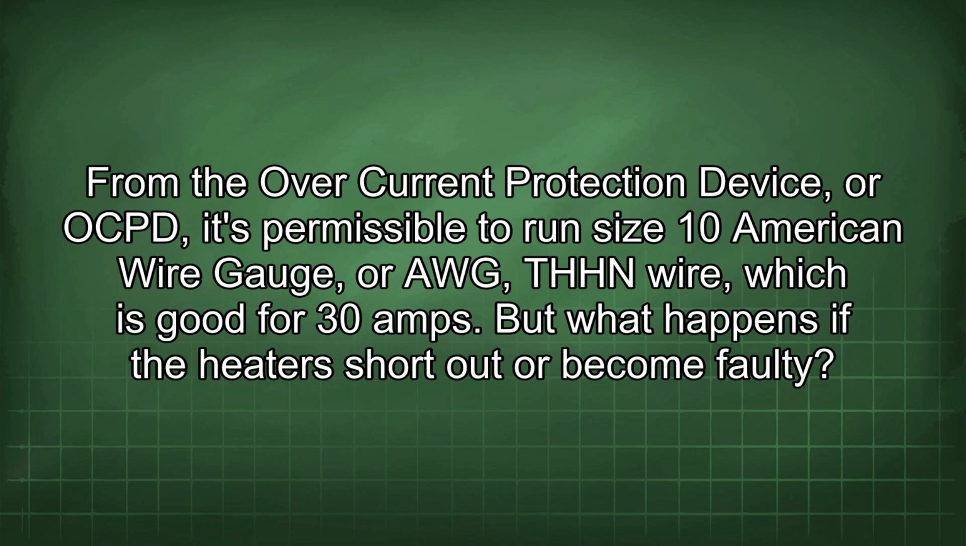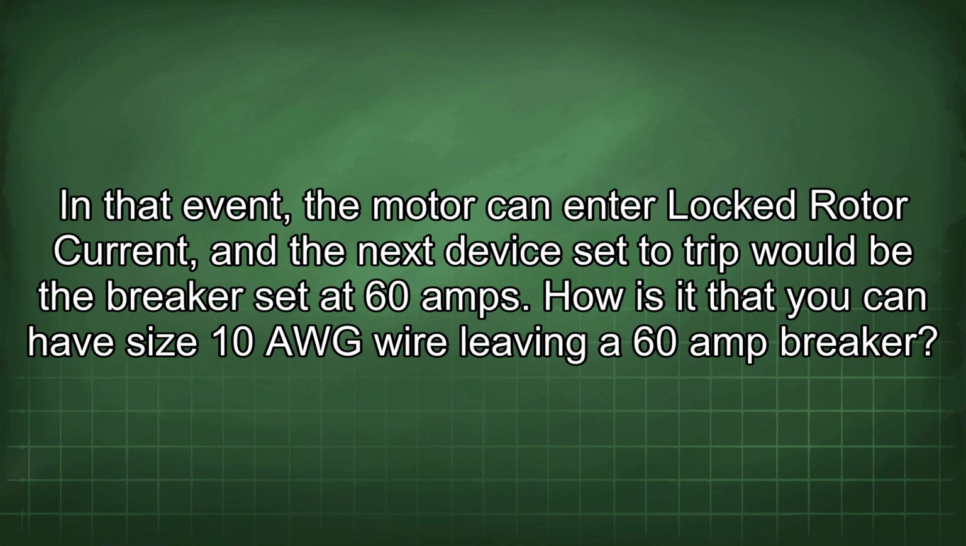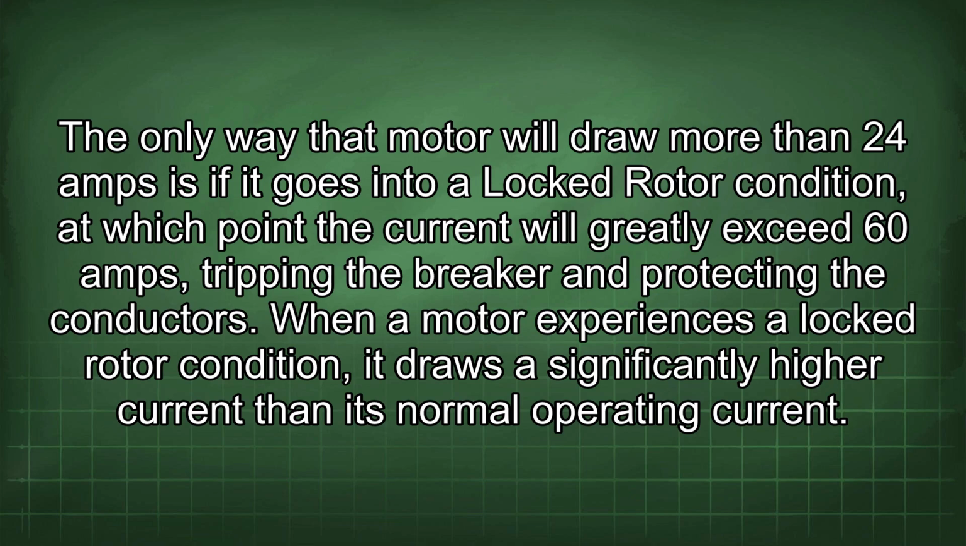But what happens if the heaters short out or become faulty? In that event, the motor can draw locked rotor current, and the next device set to trip would be the breaker set at 60 amps. How is it that you can have size 10 AWG wire leaving a 60 amp breaker? The only way that motor will draw more than 24 amps is if it goes into a locked rotor condition, at which point the current will greatly exceed 60 amps, tripping the breaker and protecting the conductors.